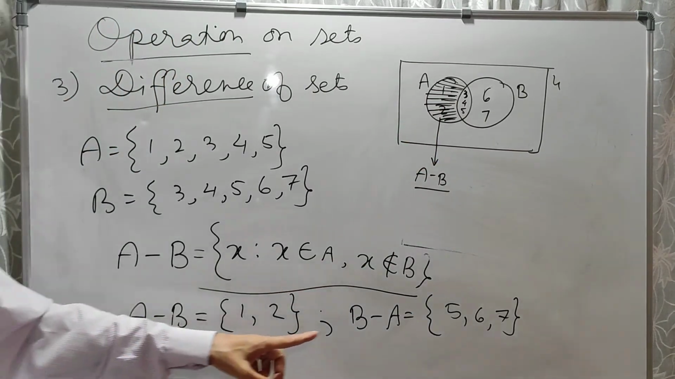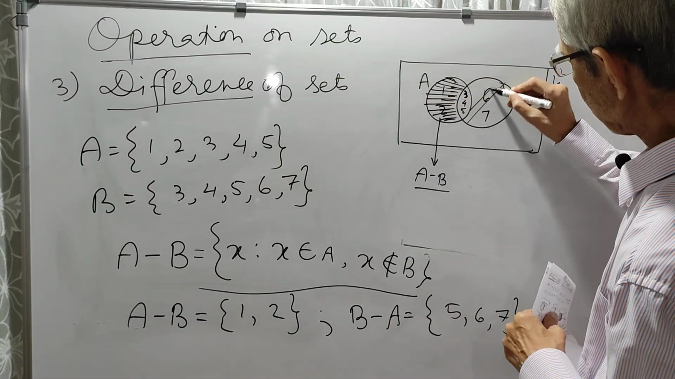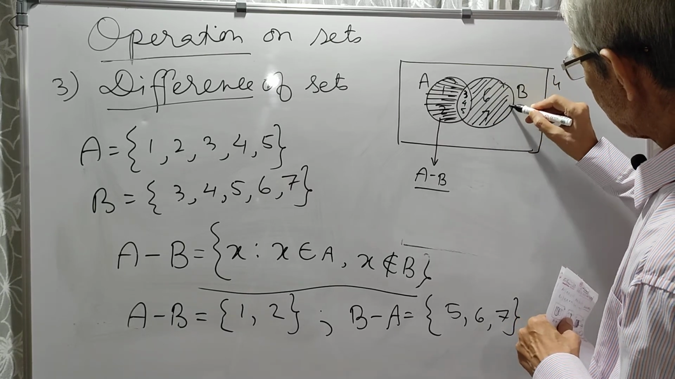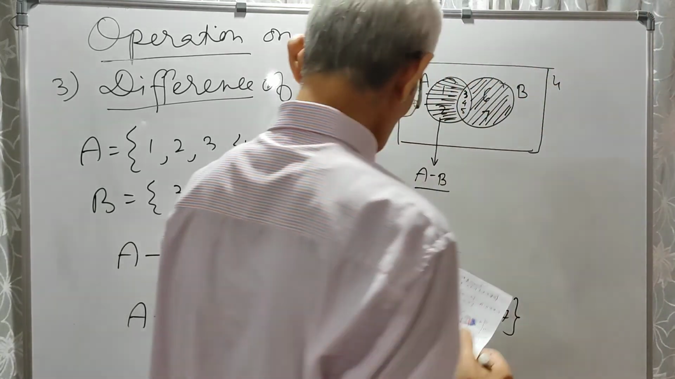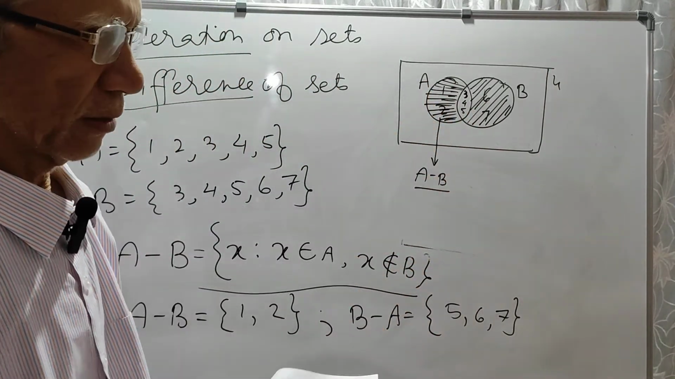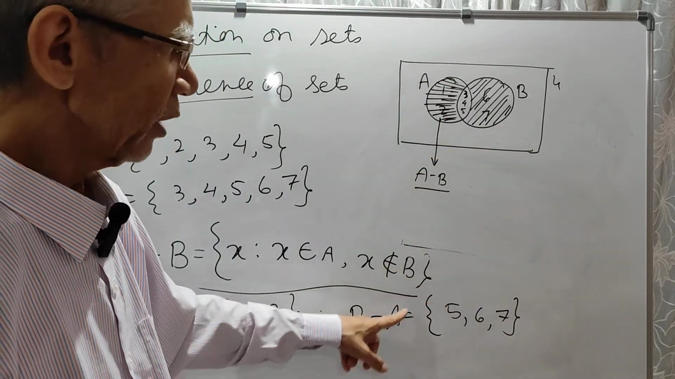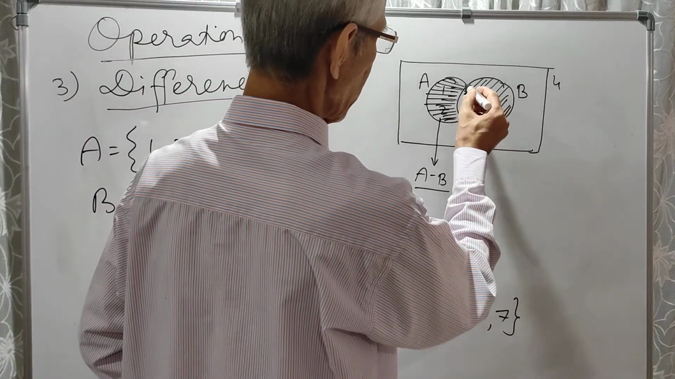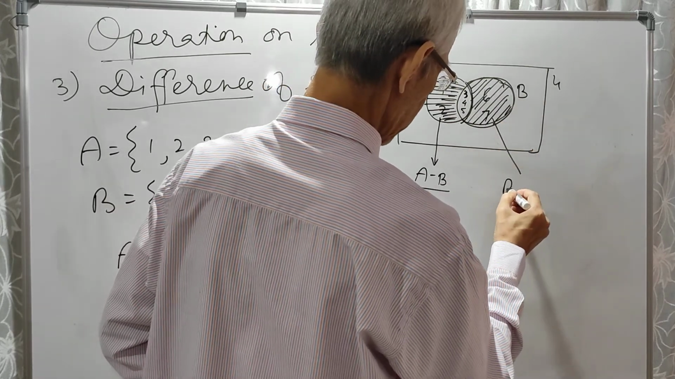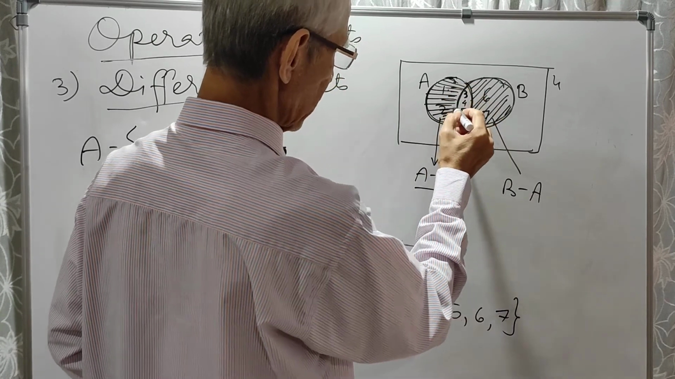Then what will be B minus A? 5, 6, 7, this part. So B minus A will be this part, completely outside A, because these are elements present only in B but not in A. So this part is B minus A, and this part is A minus B.